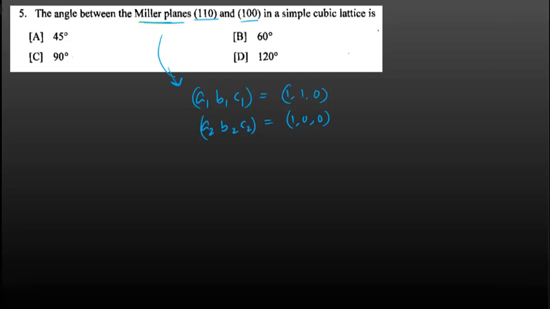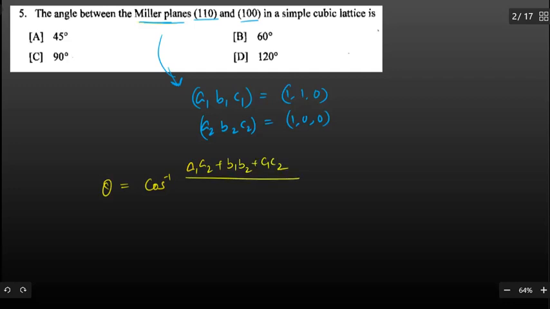So the angle between two planes is given by theta equals cos inverse of (A1 A2 plus B1 B2 plus C1 C2) divided by the square root of (A1 square plus B1 square plus C1 square) whole into (A2 square plus B2 square plus C2 square). So by putting these values in this, we can easily calculate.